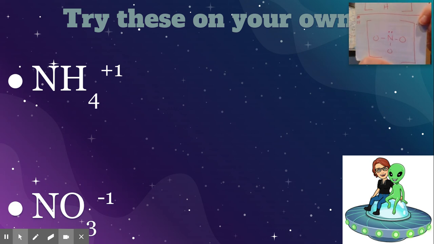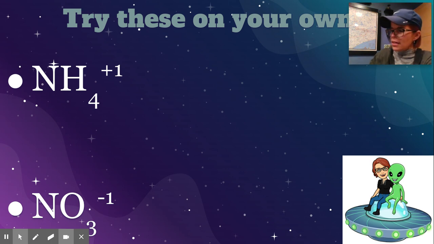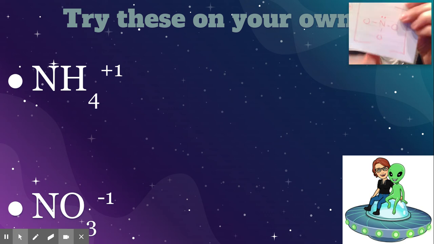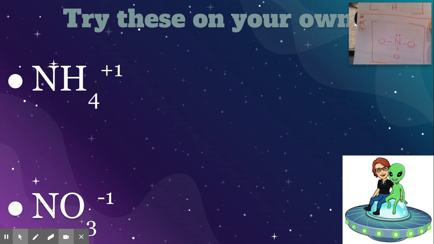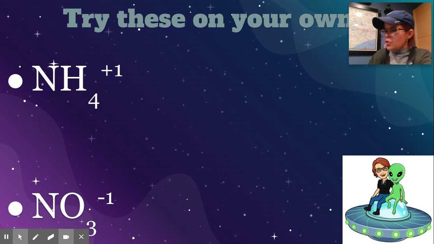So let's see how many of the electrons I've used up. I've used up 2, 4, 6, 8 electrons. So I'm going to subtract that from my electrons over here. So 24 minus 8 leaves me with 16 valence electrons. So now I have 16 more dots that I could distribute around this NO3. So let me see what I can do with that. I'm going to try just putting 6 dots around each of my oxygens to see what happens.